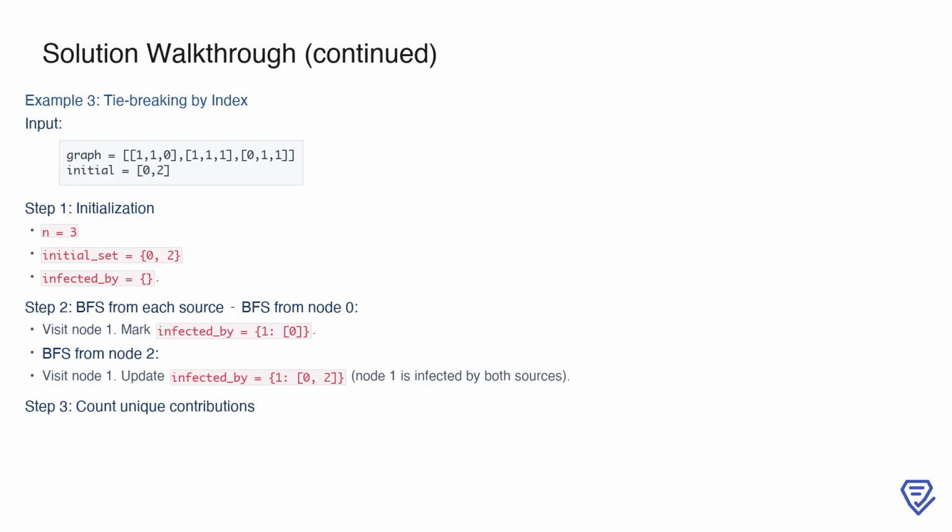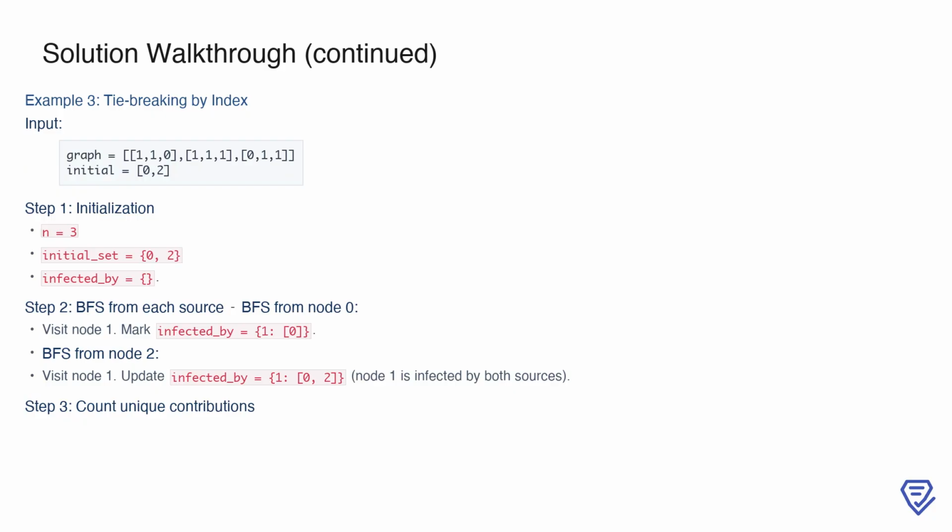This gives us a contribution array of 0, 1, 0, 0. To determine the best node to remove, we evaluate the nodes in the initial list. Node 1 has a contribution of 1, while node 3 has a contribution of 0. Since the goal is to minimize the spread of malware, we remove the node with the highest contribution. Here, node 1 is the best choice, and the output is 1.